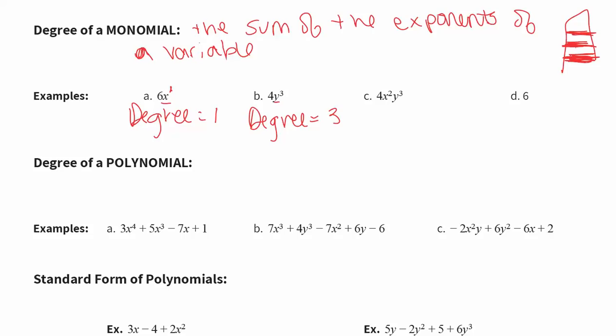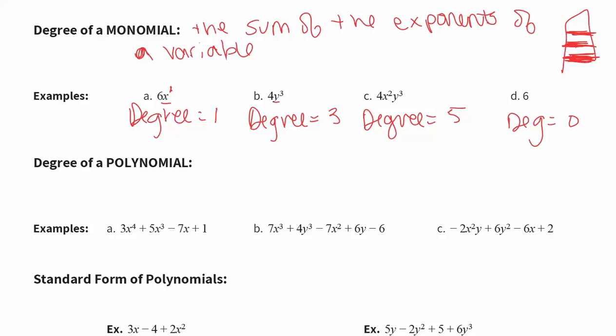If I look at C, notice on C I have 2 variables. So when you have 2 variables, you have to take the sum of the exponents. So x's exponent is 2, and y's exponent is 3, and 2 plus 3 is 5, so this lives on a degree 5 floor. Okay? And if you take a look at the next one, it doesn't have a variable. So since it doesn't have a variable, its degree is just 0. So that's the degree of specific monomials.